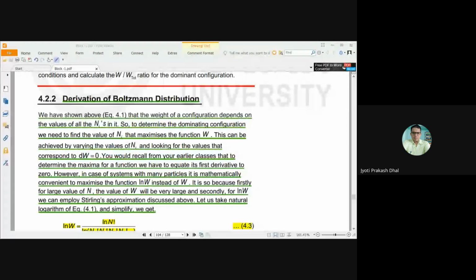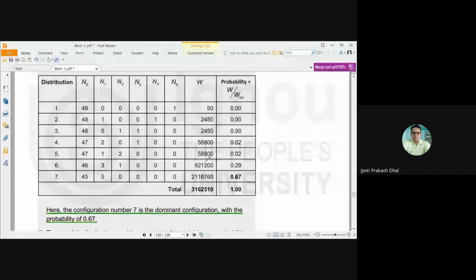Okay, so today we will discuss the derivation of the Boltzmann distribution. In equation 4.1, we have already studied that the weight of a configuration depends upon the values of all the ni.